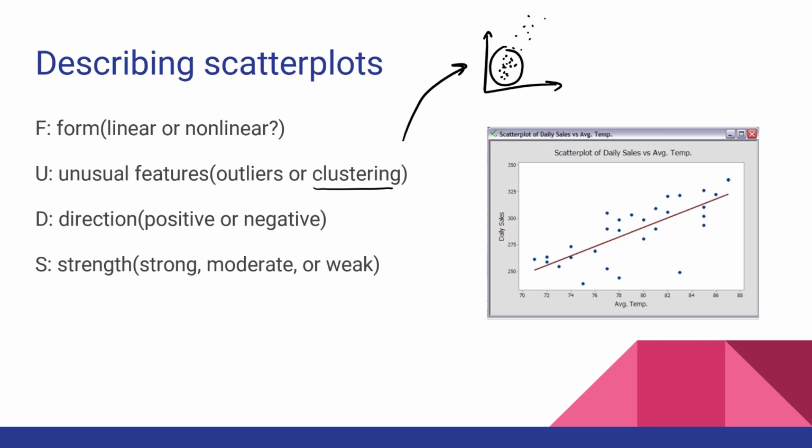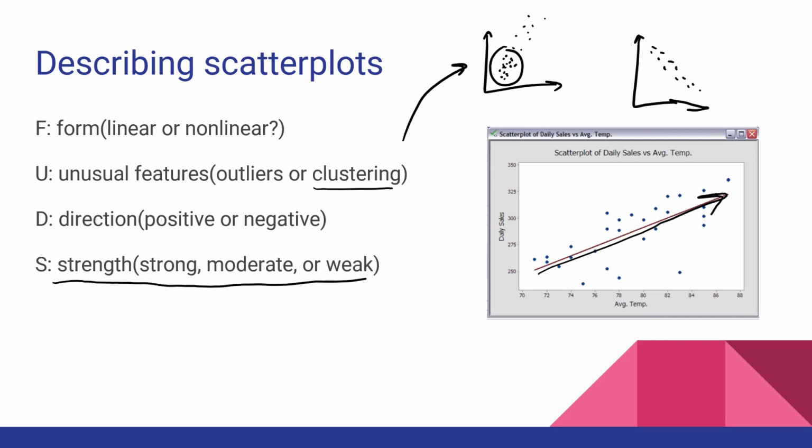Next we have direction. So you would say it's positive or negative. So are the data points moving in an upwards direction like you can see here? Or are they moving downwards as x increases? So does it look like this? Ooh, that is a terrible plot. That is a strong negative association. So speaking of which, our S in FUDS is for strength.